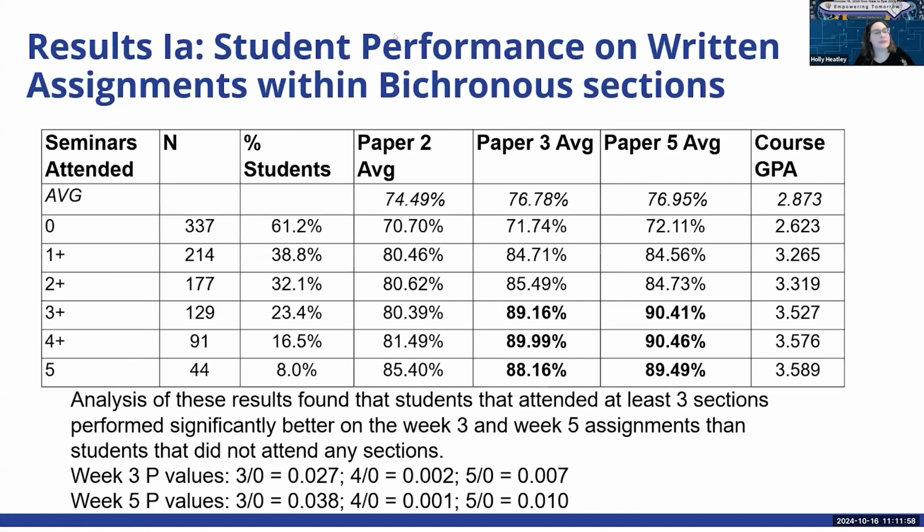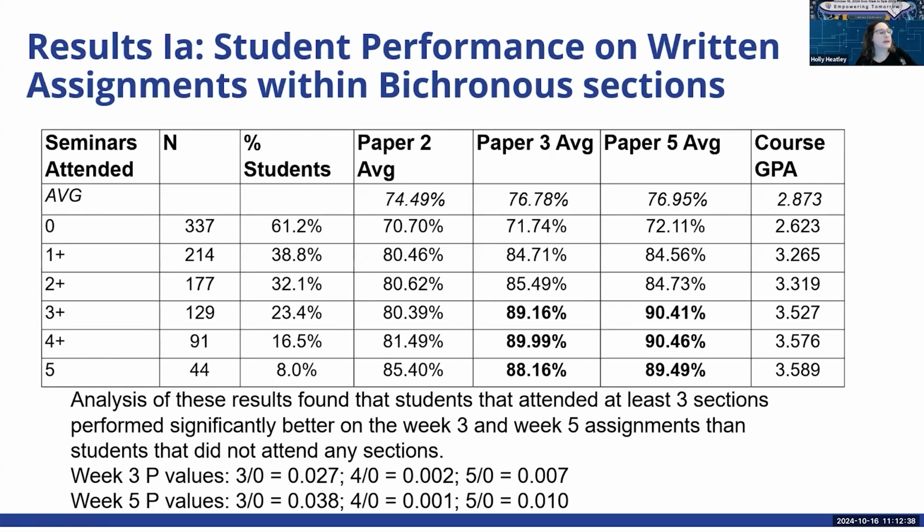Okay, so looking here at the results. We compiled data from each of the Bichronous sections, and we found that roughly 2 in 5 students within the experimental sections attended at least one weekly live learning session, with roughly 1/4 of students attending at least 3 sessions and only 8% of students attending all 5 sessions. There was also a significant amount of variance across the sections with regard to student attendance, with some sections averaging around 2 students a week and other sections around 12.